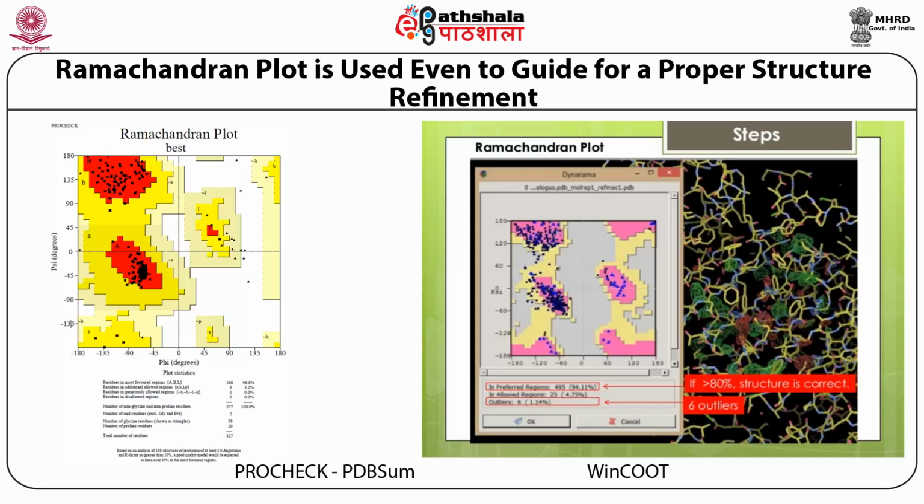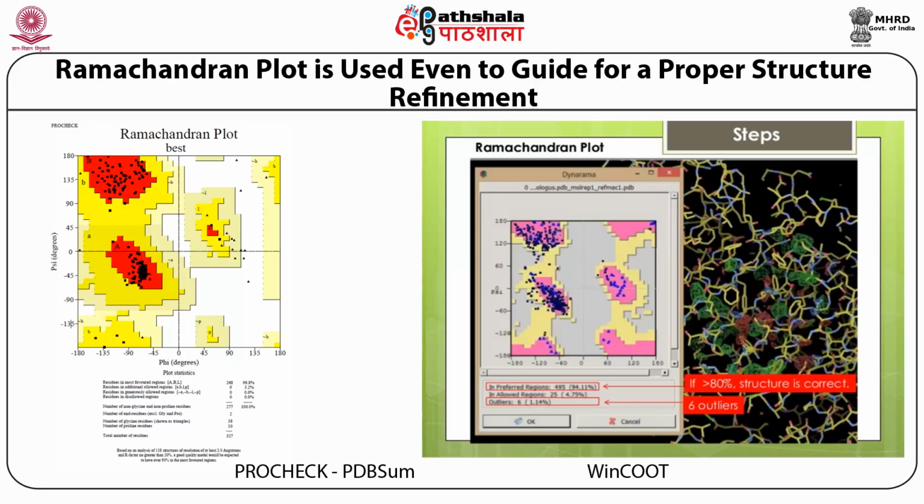By rotating an amino acid using the software tool, we can immediately monitor the movement of this phi-psi combination, and then we can decide whether we are going in the right or wrong direction. Because at the end of the day, in a completely refined, high resolution structure, the number of outliers should be very minimal. In this case, for example, if 80% of the structure is correct, there are only 6 outliers. So the number of outliers is a good mark of the validity of the structure, and it is highly useful to monitor real-time structure refinement protocols.